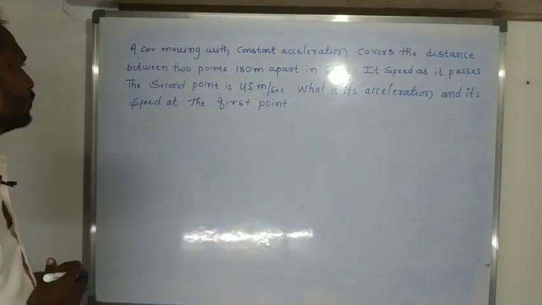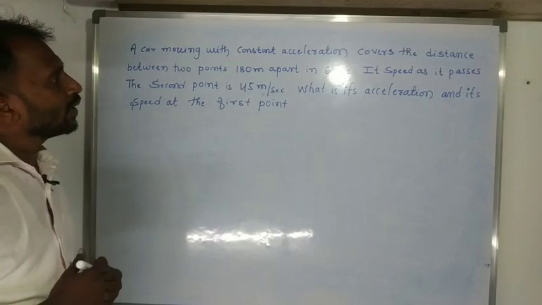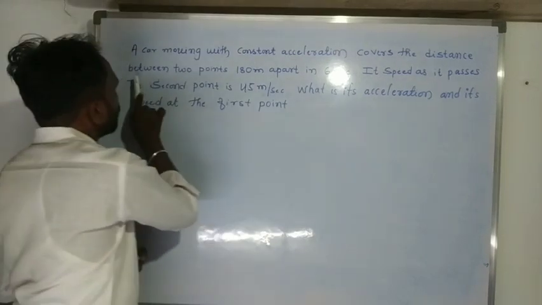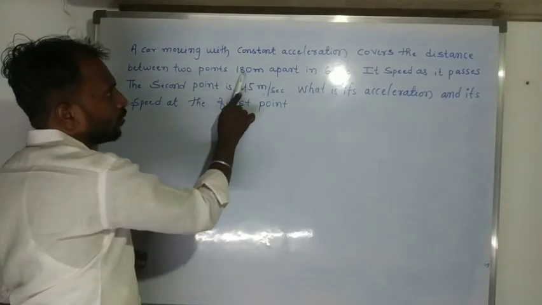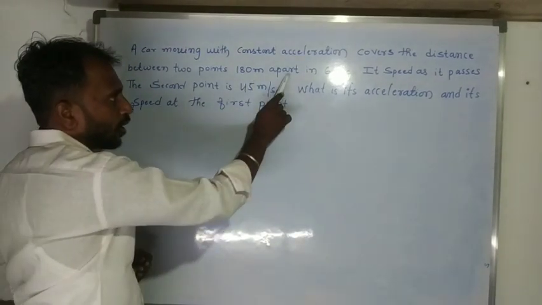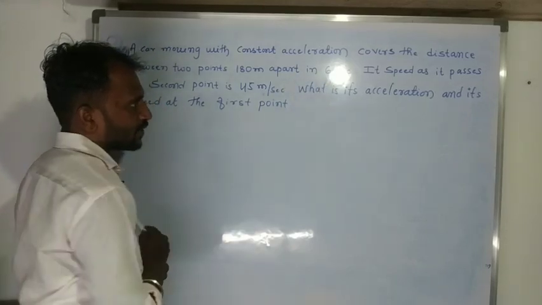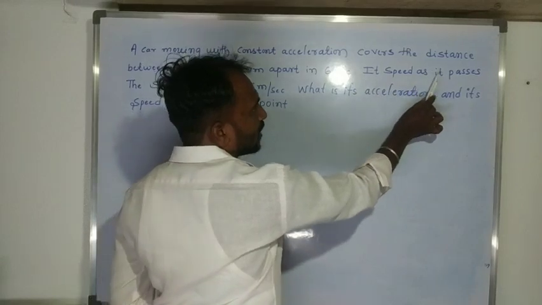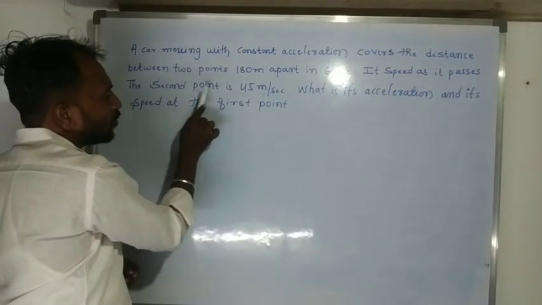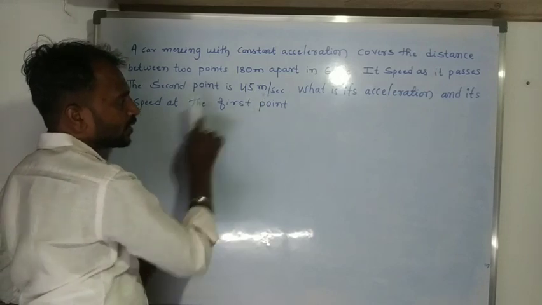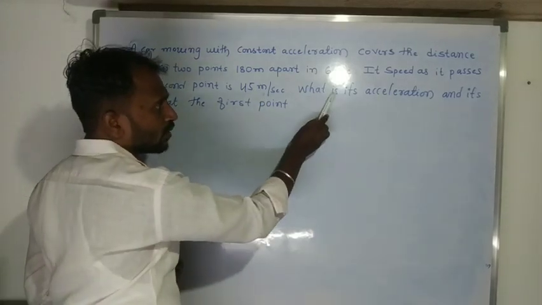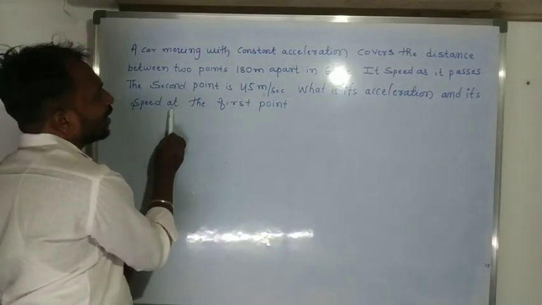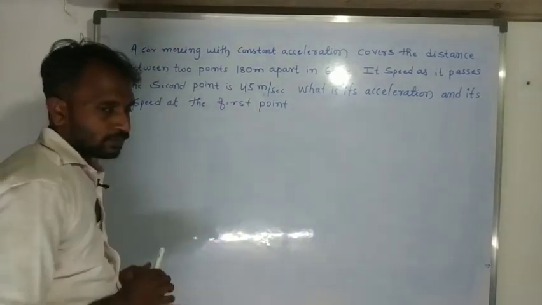The first problem: a car moving with a constant acceleration covers the distance between 2 points 180 meters apart in 6 seconds. Its speed as it passes the second point is 45 meters per second. What is its acceleration and its speed at the first point?